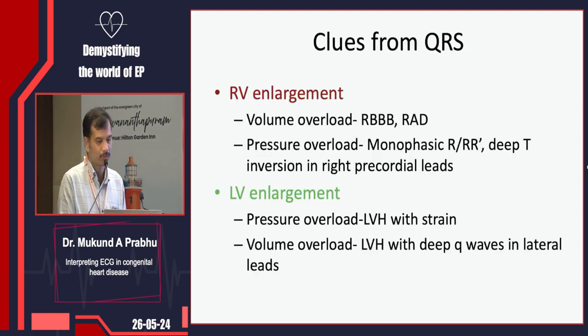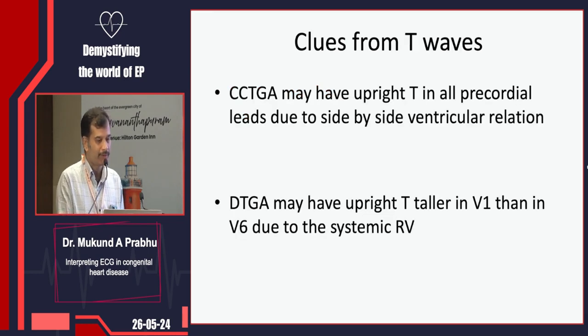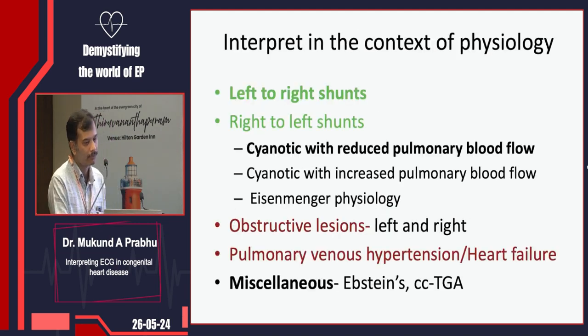Other clues from QRS can be volume versus pressure overload of the right ventricle or the left ventricle. We can interpret these findings based on the clinical diagnosis that we have already made. T waves also rarely provide clues which are valuable. Like in corrected TGA, you may have upright T wave in all precordial leads due to the side-by-side ventricular relation, and DTGA may even show a taller positive V1 T wave than V6 due to the systemic RV.